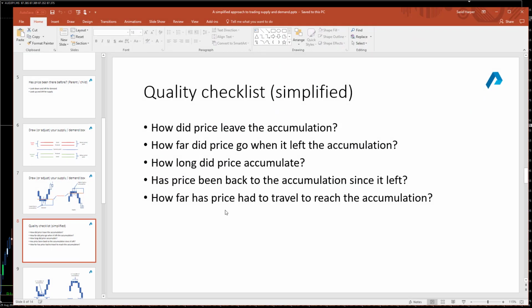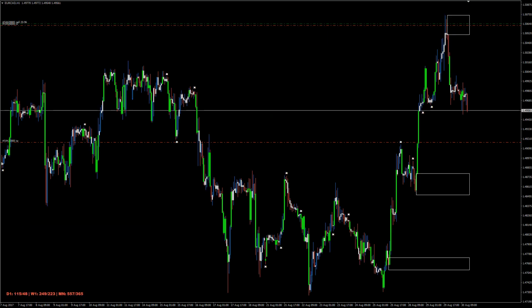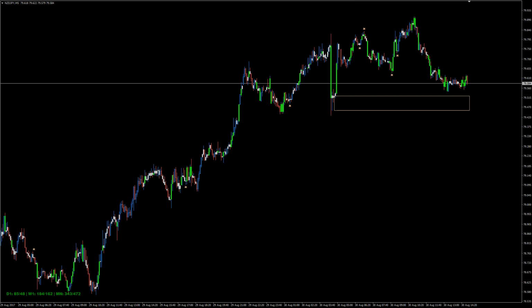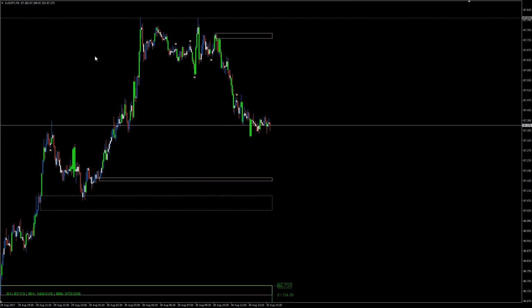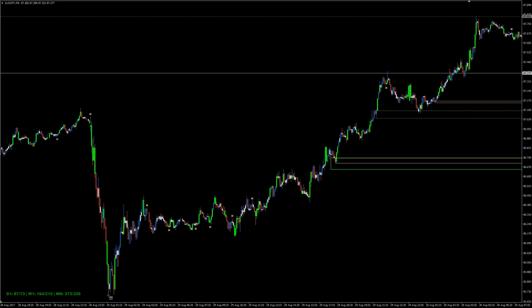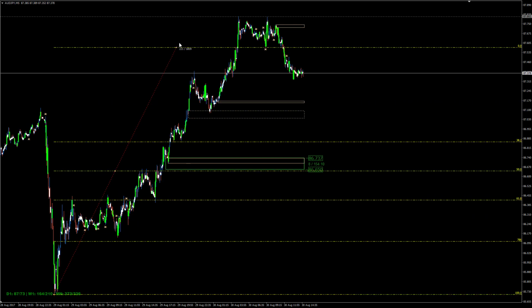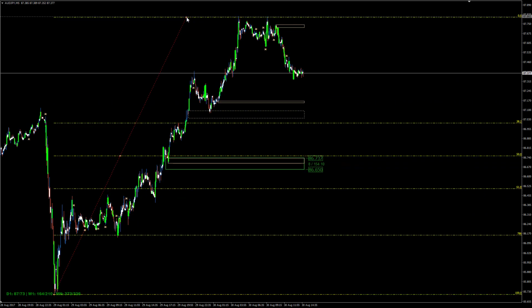Good. And then how far has price had to travel to reach the accumulation? This is what we looked at on, I can't remember which pair it was, but if we look at, let's stay on this example. If we have a look at the swing, assuming that this is the low here, let me zoom out. If we consider this as our swing, you go from the high, how far has price had to come? Well, it's had to come to the 50%. So this will be a test of the 50% Fibonacci retracement.